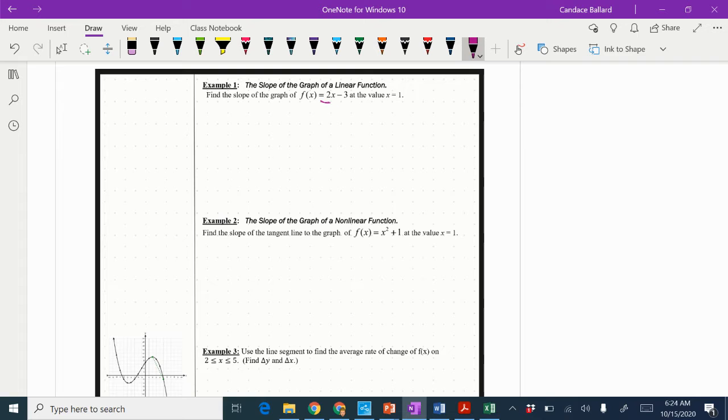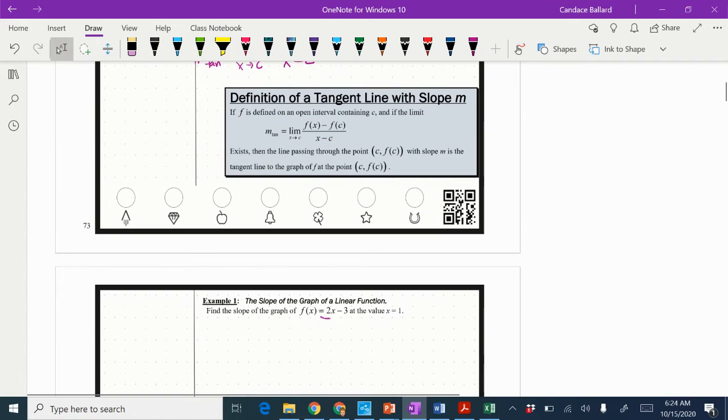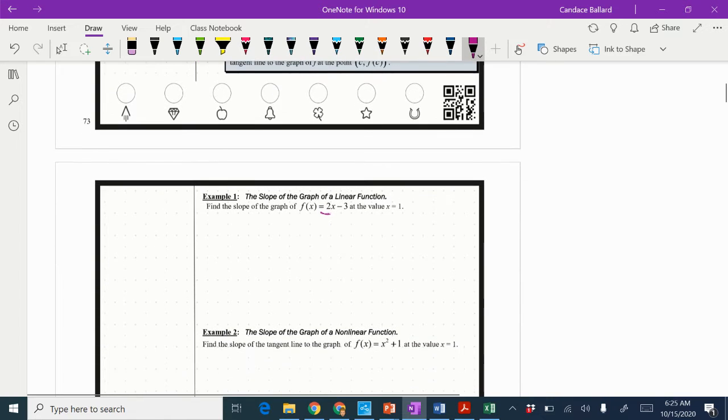But what we're going to do is find it with this new formula that we have, which is the definition of a tangent line. Now, we've got some special notation, which we're going to put a name on in a little bit here in the lesson, but we're going to call it f prime of 1. That's our special notation that's going to mean slope, okay? And I'm going to put it into this formula.